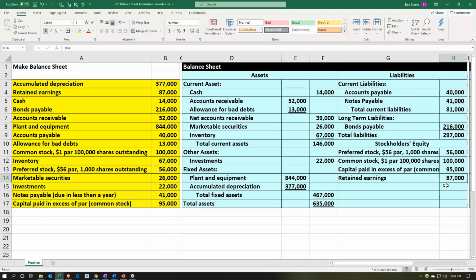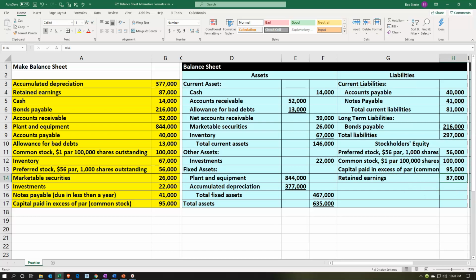In other words, any earnings that the company has, they can either hold on to them or they can give them to the stockholders, the owners of the company, in the form of dividends. The $87,000 represents earnings that have not been distributed, given back out in the form of dividends, but are being held on to by the company.